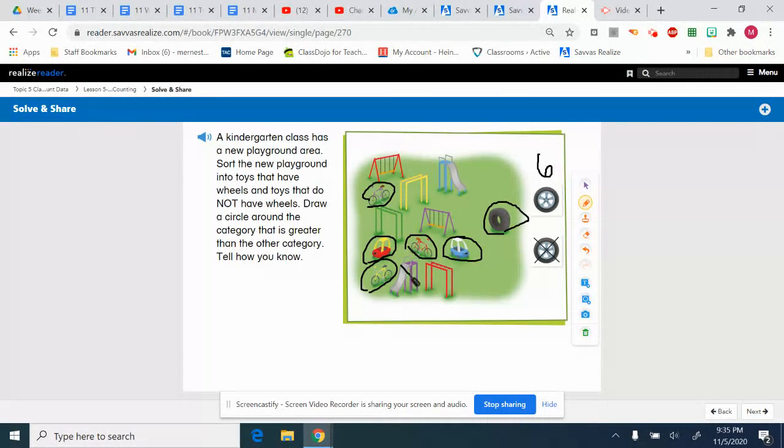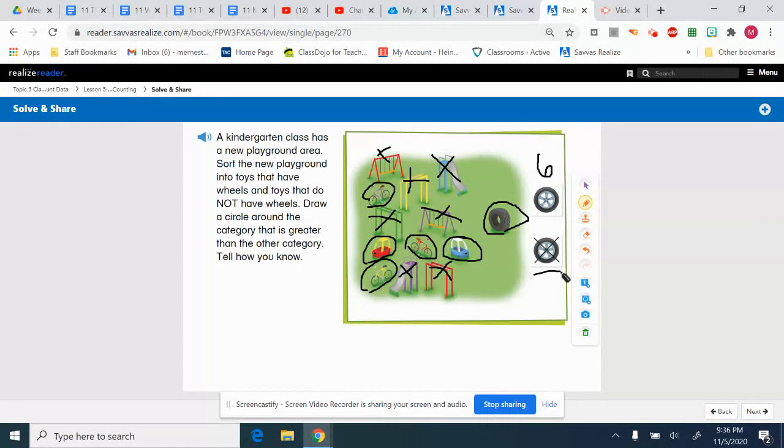Slides, no wheels. 1, monkey bars, nope. 2, swings, nope. 3, another monkey bar. 4, another monkey bar. 5, another swing. 6, and a slide. 7. Let's make sure we did that correctly. This time I'm not going to talk while I count. 1, 2, 3, 4, 5, 6, 7. That was correct.